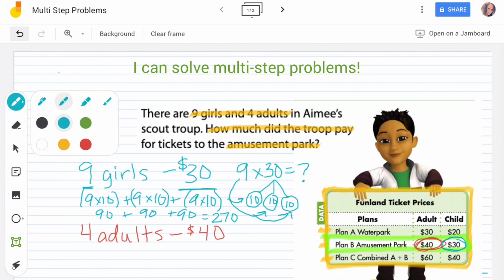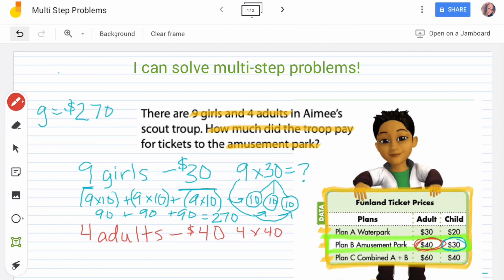Well, now I'm going to go and solve for the adults. I'm going to use the same method or strategy. I have four adults, and each of the adult tickets cost $40. So I have four groups of 40. That's going to give me my total amount for the adults.